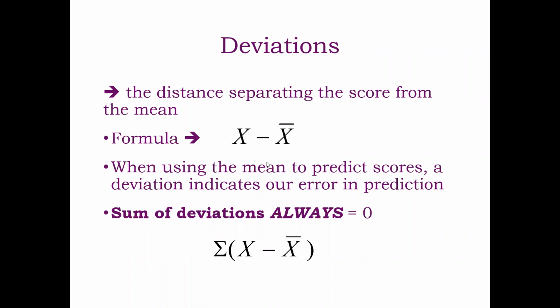So this is basically the error in prediction for that individual score when we use the mean to predict scores. The sum of all the deviations is always 0, because to get the mean, we add them up and divide by n.